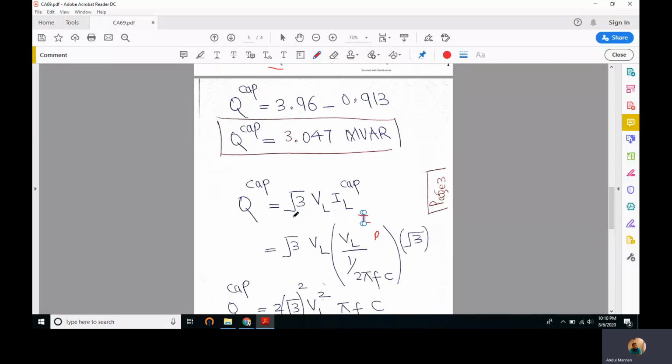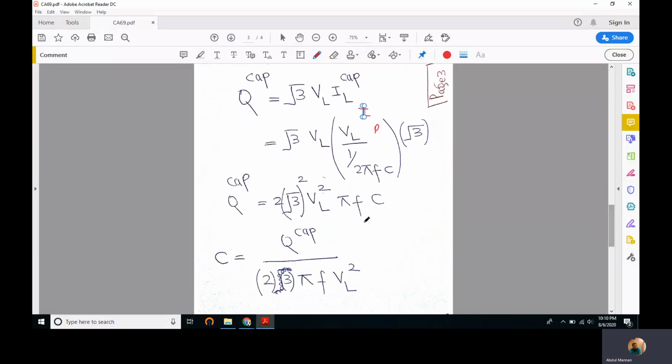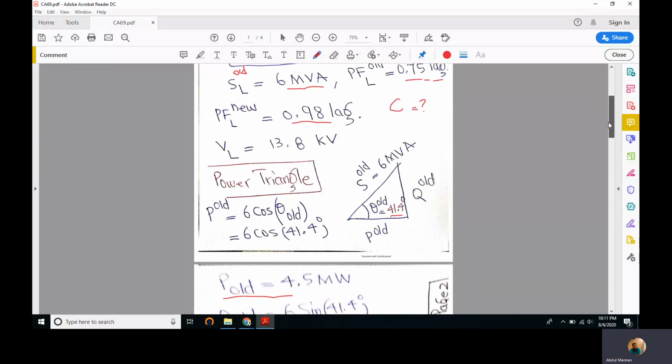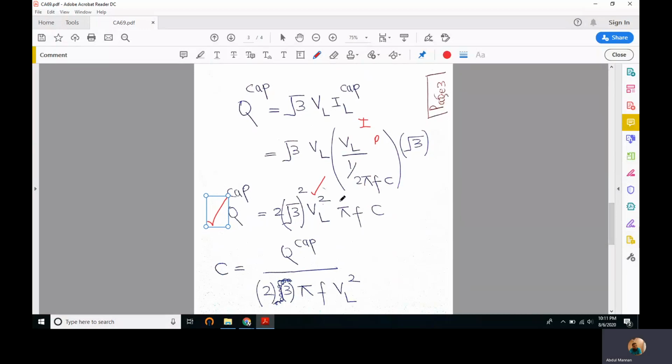The same expression can also be written in terms of phase quantities, but in that case we have a 3 here instead of square root of 3, times Vp Ip. But here we have line quantities, therefore we have a square root of 3, and this ratio gives us the phase current, so we have to multiply it by square root of 3 to make it the line current. And now we have everything known. Q capacitor is known, the square of VL is known, the line voltage is given, it's 13.8 kilovolts. Pi is known, F is known.